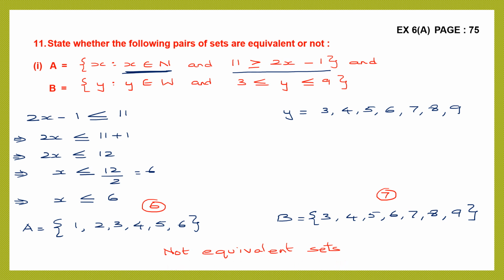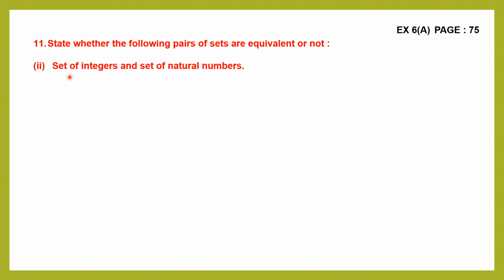Let's go to the next one. Question 2. Set of integers and set of natural numbers, are they equivalent or not? Now let's write the set of integers. So integers you can start from negative numbers. Let's start with minus 3: minus 3, minus 2, minus 1, 0, 1, 2, 3 and so on. And here also it goes on even before minus 3.